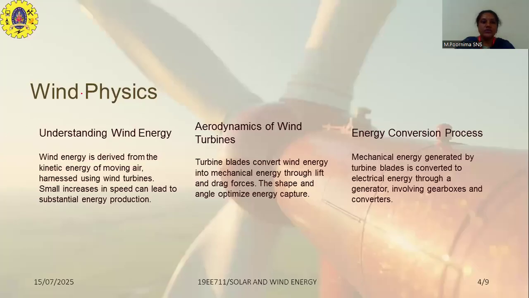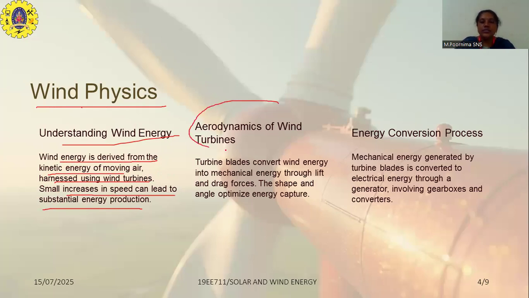Now coming to wind physics. What is wind physics? It is understanding wind energy. Wind energy is derived from the kinetic energy of moving air and harnessed using a wind turbine. A small increase in wind speed can lead to a substantial increase in energy production. This is our understanding of wind energy.